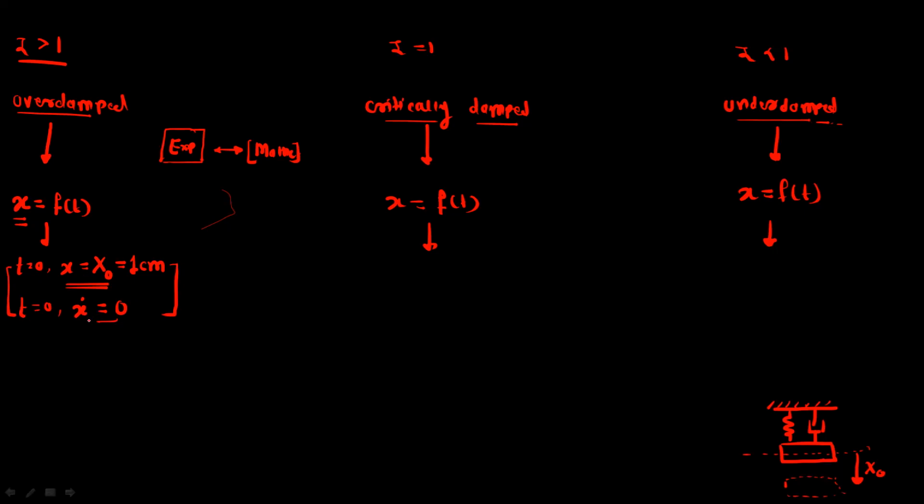From this, we have got the equations for x for the overdamped, critically damped, and underdamped systems. If we change the initial condition, then the equation will change. But for the general derivation, we have assumed this condition: x is equal to x0 and x dot is equal to 0.